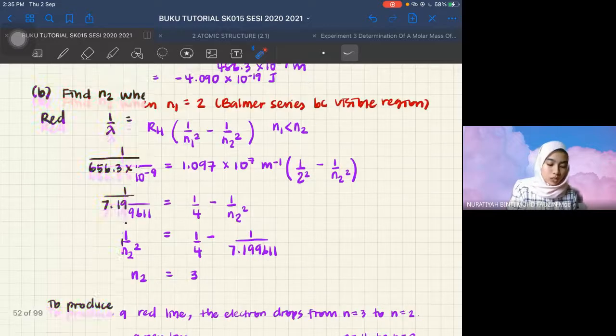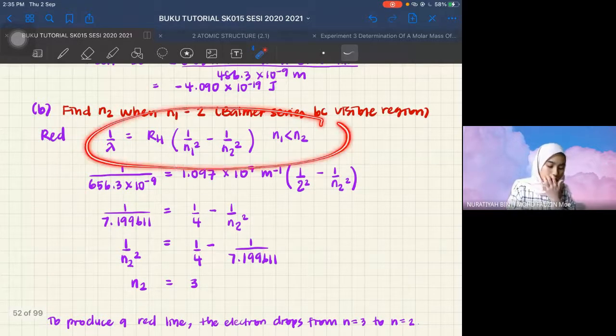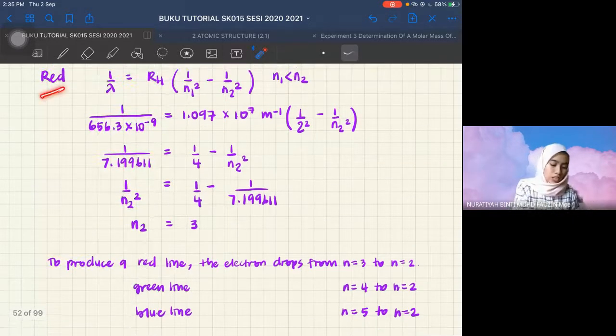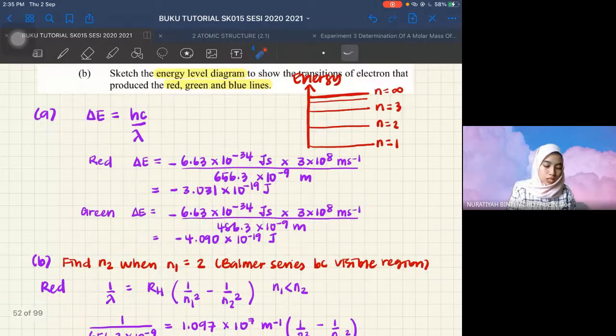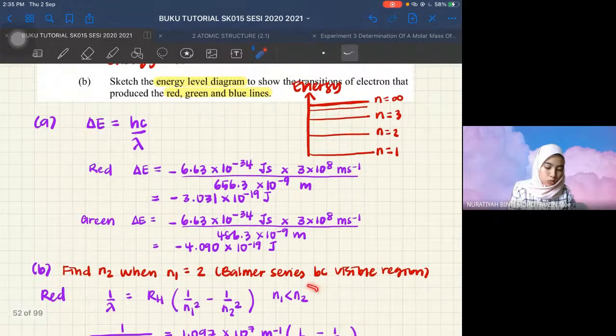Okay, so sekarang awak tahu nak guna formula apa? Okay, so itu untuk cari red. So awak kena cari lah untuk green, untuk blue. Okay, so kalau awak kira-kira, you should find that awak punya N2 untuk green line, to form green line, dia fall from energy level 4 to 2. For blue line, dia fall from energy level 5 to 2. Okay, so awak kena carilah awak punya N2 tu guna this formula.